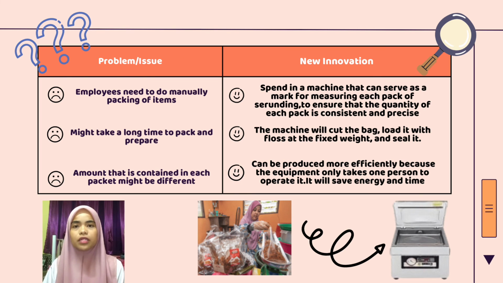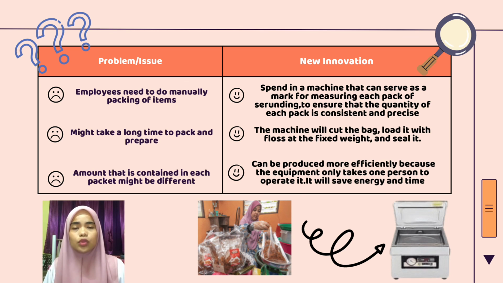Next, the requirement for staff or employees to manually pack things is the next packaging department problem. Even though it might be cheap, manual packaging might take a long time to pack and prepare, and the amount contained in each pack might not be equal. As a result, we made a new innovation for serunding daging to use a machine. The machine can serve as a guide to make sure the quantity of each pack is consistent and precise.